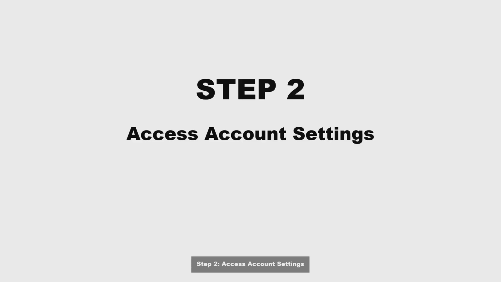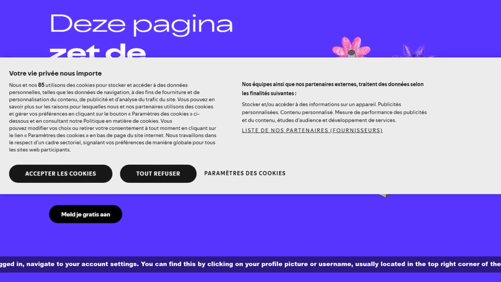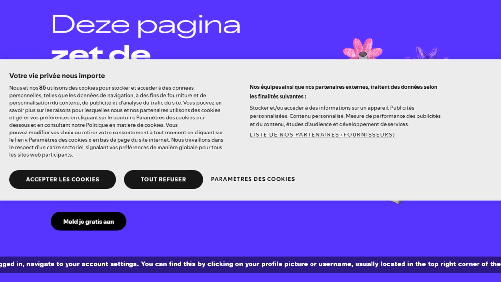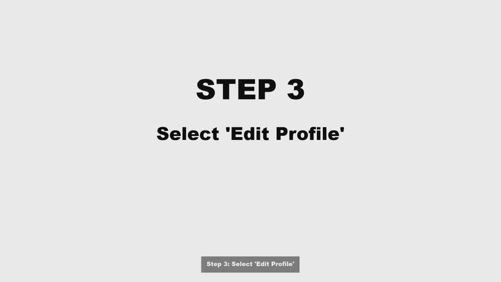Step 2. Access account settings. Once logged in, navigate to your account settings. You can find this by clicking on your profile picture or username, usually located in the top right corner of the screen.